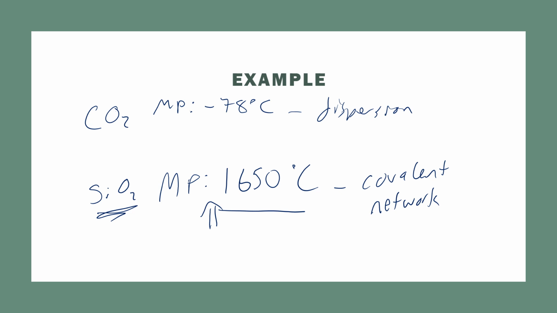So if we were to talk about what's actually happening here, in order for CO2 to melt at that really cold temperature, the only thing that needs to break are those London dispersion forces. In order for silicon dioxide, or glass, to melt, you have to break covalent bonds, which are much, much stronger and require more energy.